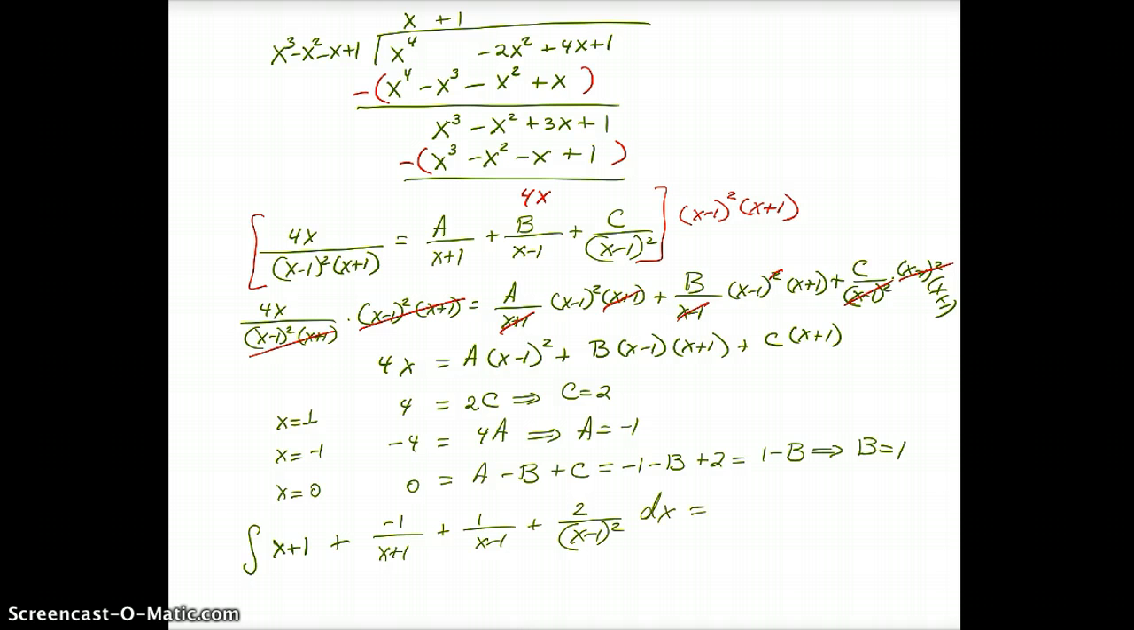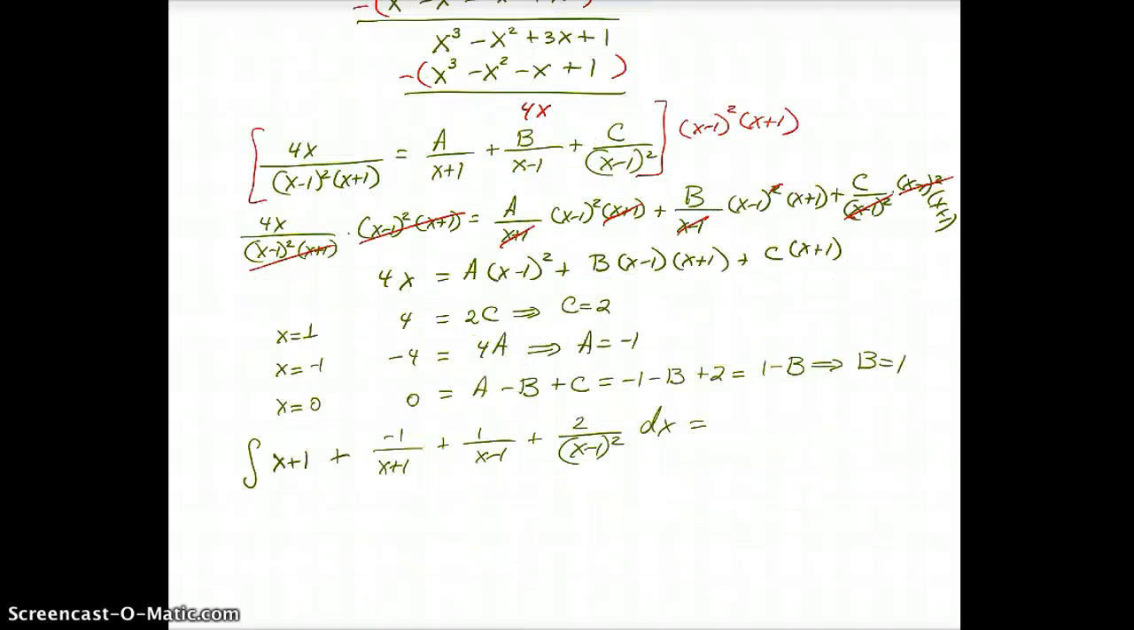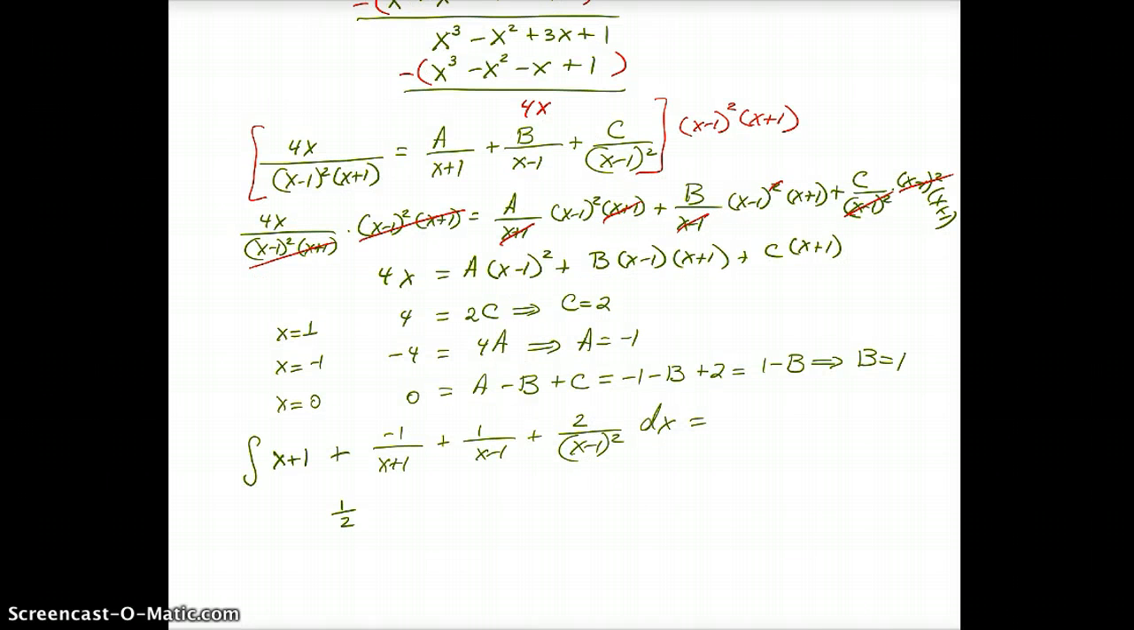And that's going to be what? 1/2 x squared for the integral of x, plus x for the integral of 1, and then minus the natural log of the absolute value of x plus 1, plus the natural log of x minus 1.